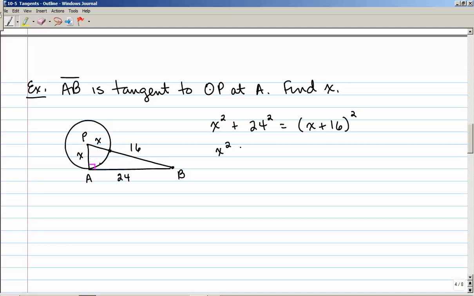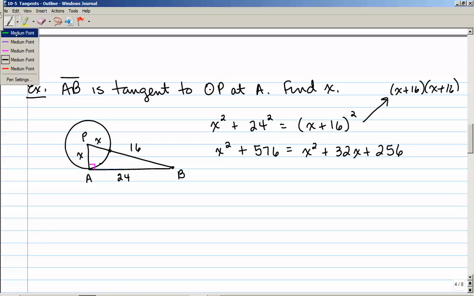Or x squared plus 576 equals, now be careful here, the quantity x plus 16 squared means x plus 16 times x plus 16, and you need to FOIL that. You can't just distribute this exponent to both of those and say that's x squared plus 16 squared. No, you actually have to work it out. You have to actually FOIL it. So something like this. So take the time to do that, and you'll get x squared plus 32x plus 256.